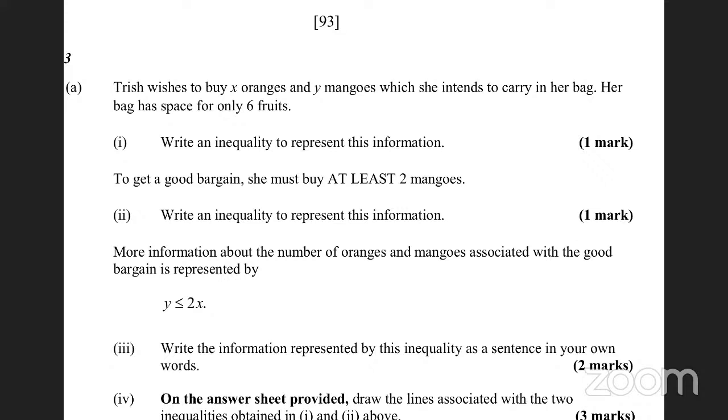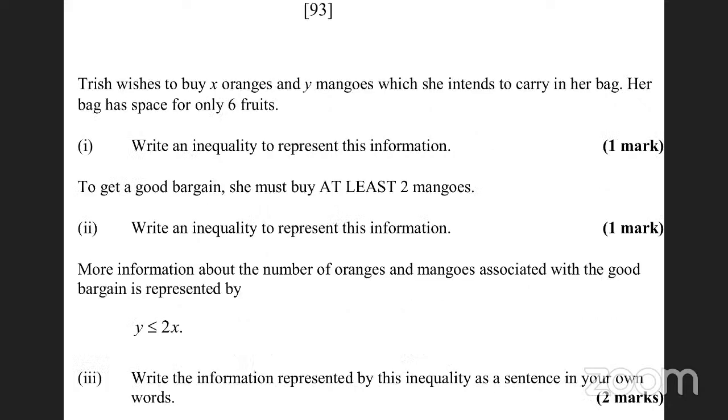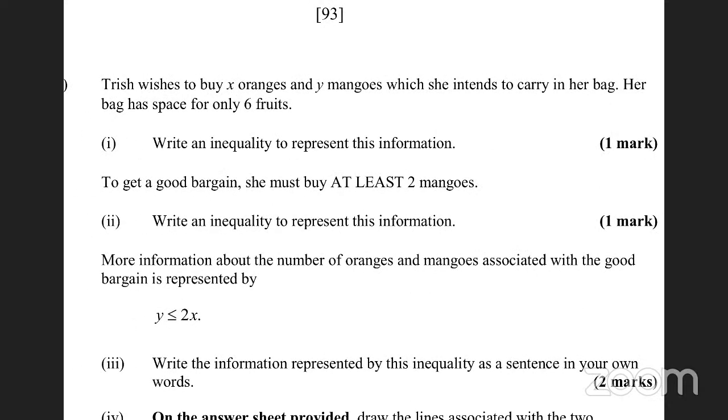All right, so let's check out the inequalities that we end up with. All right, first one. Trish wishes to buy X oranges and Y mangoes, which she intends to carry in her bag. Her bag has space for only 6 fruits. So when you add up the oranges and the mangoes, it could only add up to 6 at most. So X plus Y is less than or equal to 6.